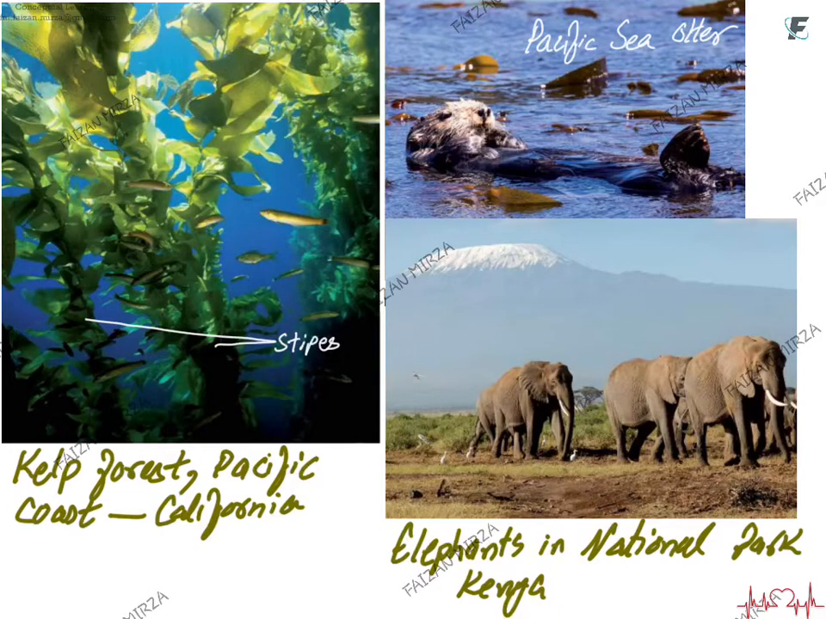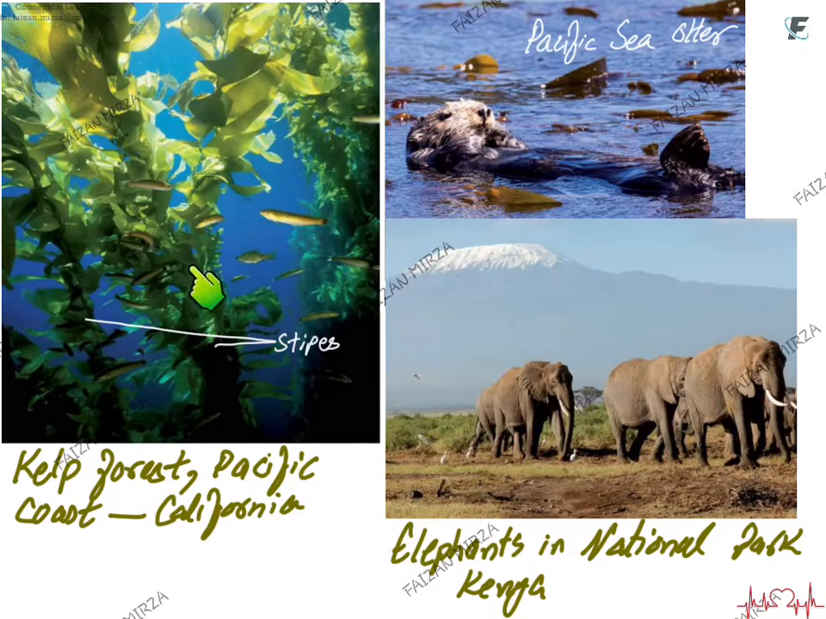These are all the organisms that we know about. In these photographs, this is a kelp forest on the Pacific coast of California. This is the Pacific sea otter, which is present in the same region where the kelp forests are growing. And this is a savanna, a national park in Kenya, where you can see an African bush elephant moving. You can't see tall trees here. We have to discuss how various human activities affected these things, and there's an important concept of a keystone species that we'll be coming to.